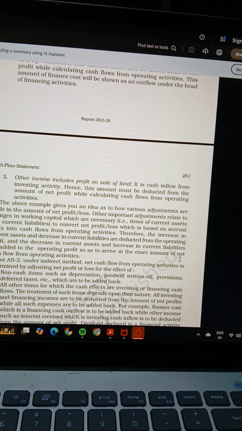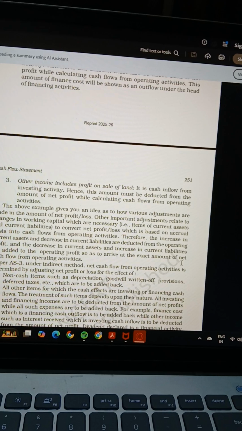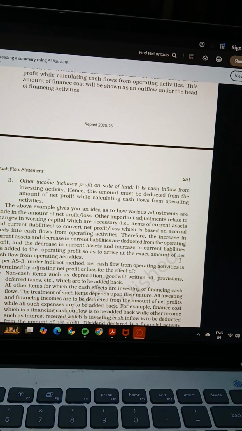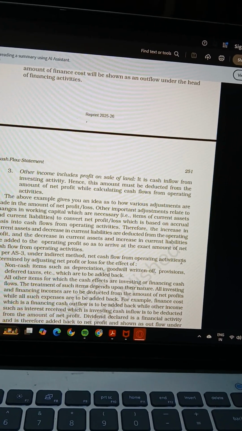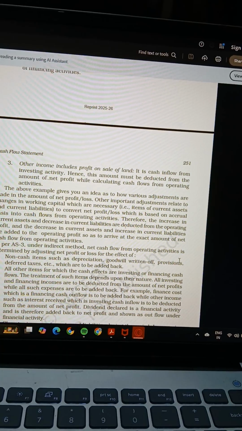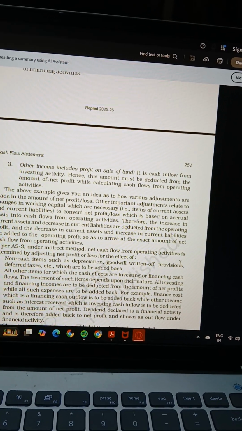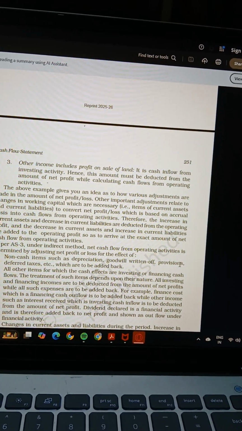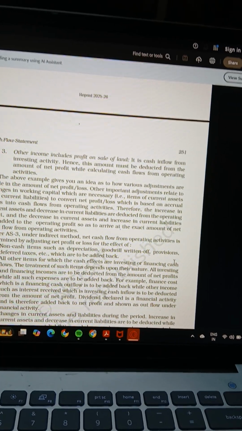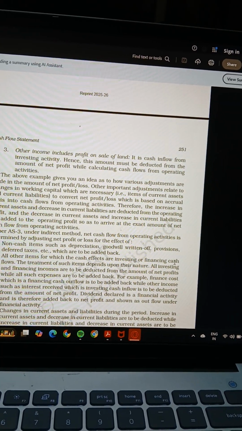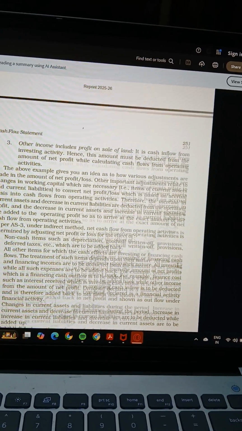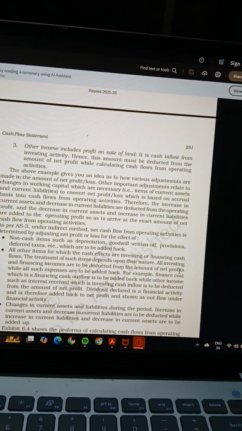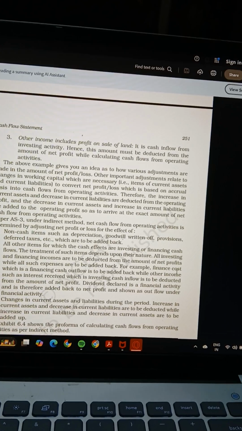These are the items of current assets and current liabilities, to convert the net profit or loss, which is based on accrual basis, into cash flows from operating activities. Therefore, an increase in current assets and a decrease in current liabilities are reduced from the operating profit, and a decrease in current assets and an increase in current liabilities are to be added to the operating profit so as to arrive at the exact amount of the net cash flows from the operating activities. These items are to be studied well before going into the problem.